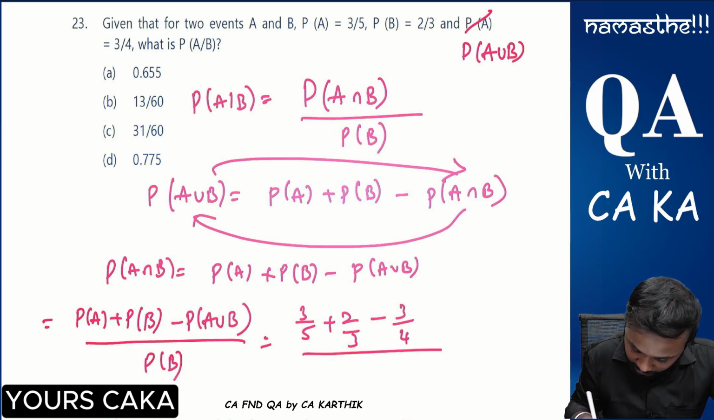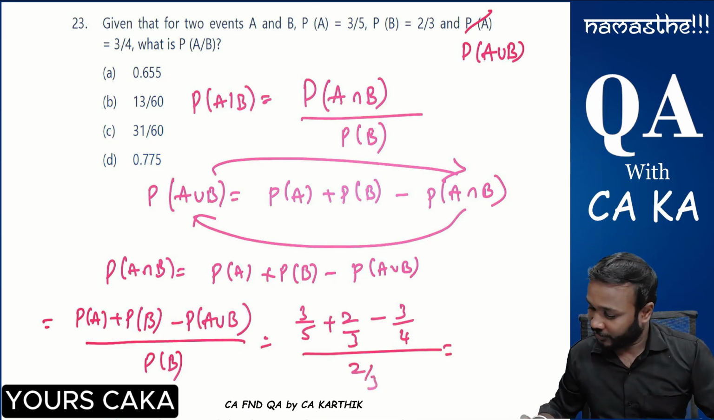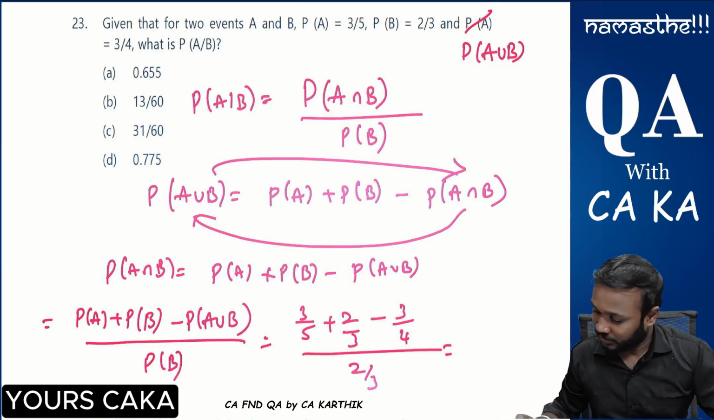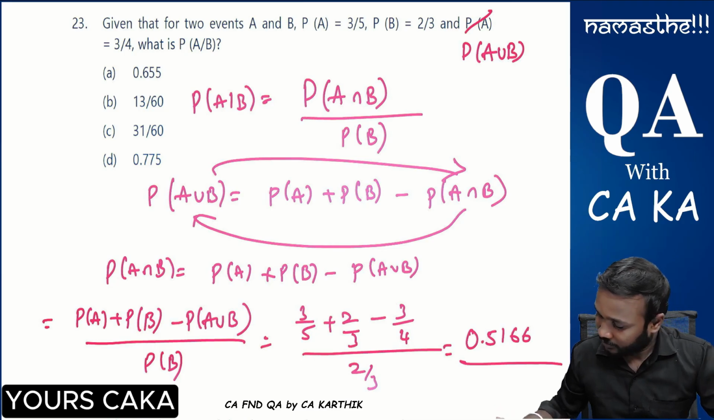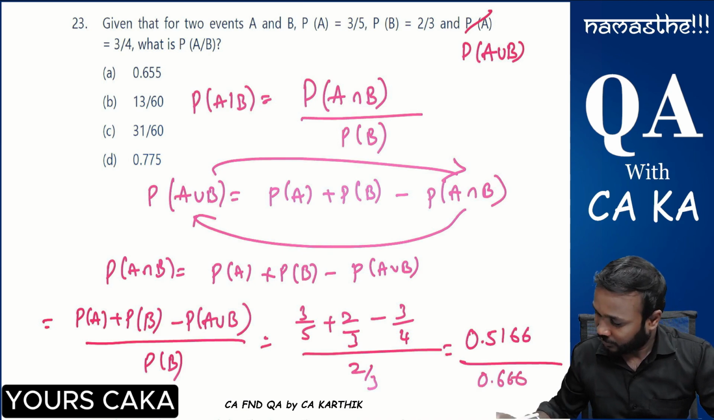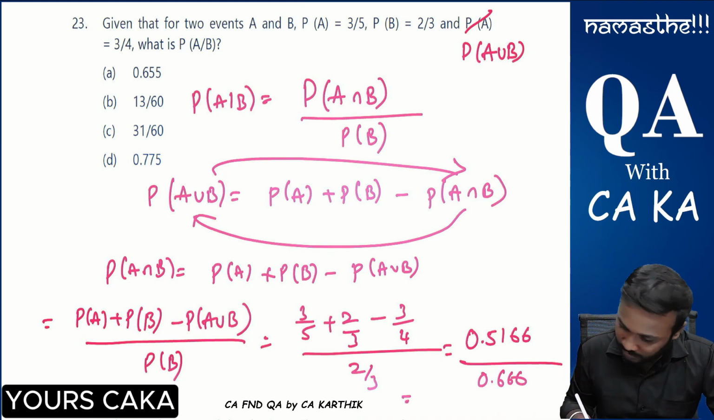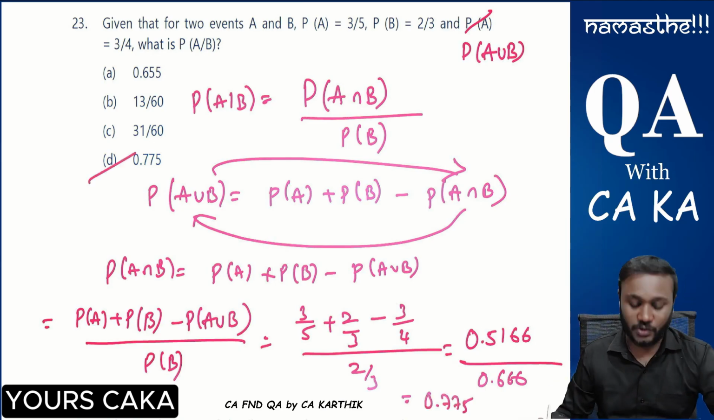Yeah, minus 3 by 4 divided by P of B is nothing but 2 by 3. Let's solve this in the calculator. So 3 divided by 5 plus 2 divided by 3 plus 3 divided by 4 minus, which I got the numerator 0.5166. 2 divided by 3, I got 0.666. Divided by 0.2, the answer is 0.775. Option D is your right answer.